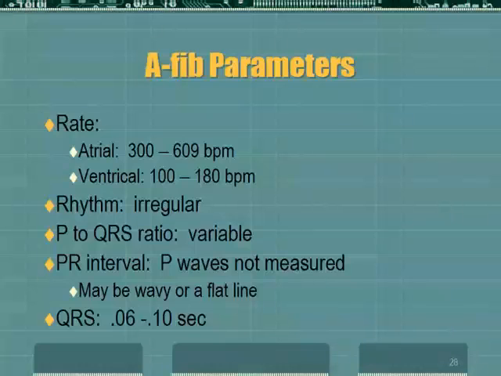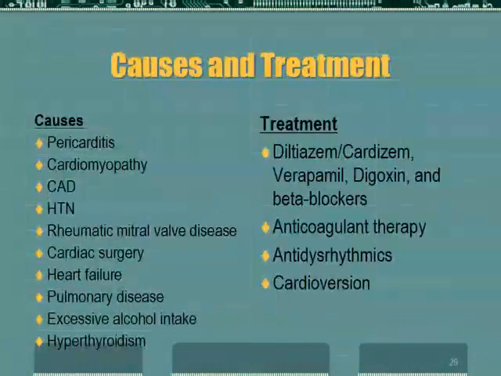There are many, many causes and treatments of atrial fib. Those are listed here on the slide for you, and there's more information given in your speaker notes. One way to treat it is by medications. Those are listed. Verapamil, dig, beta blockers are very common. Because of the risk of throwing a pulmonary embolus, the patient is placed on anticoagulation therapy, antidysrhythmics, and the patient may undergo a cardioversion technique.